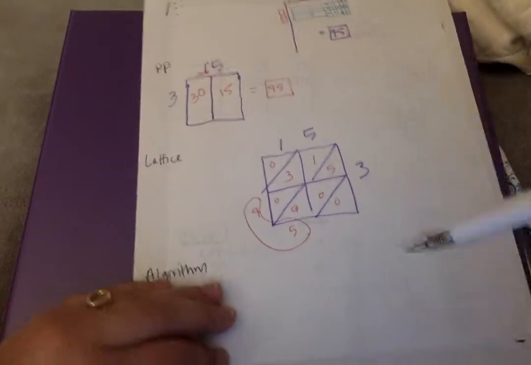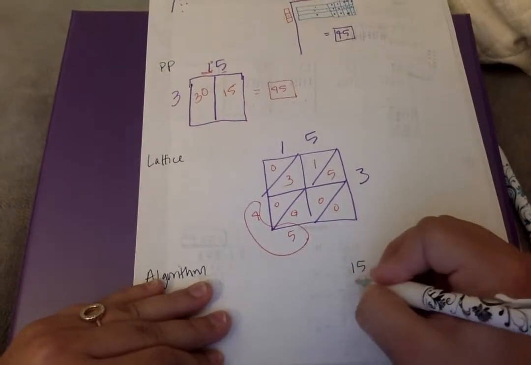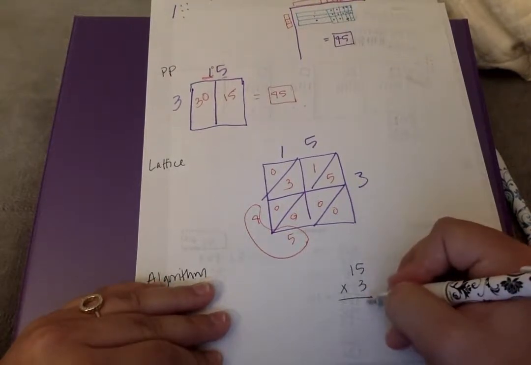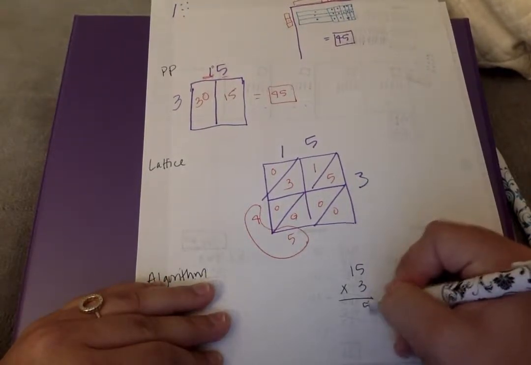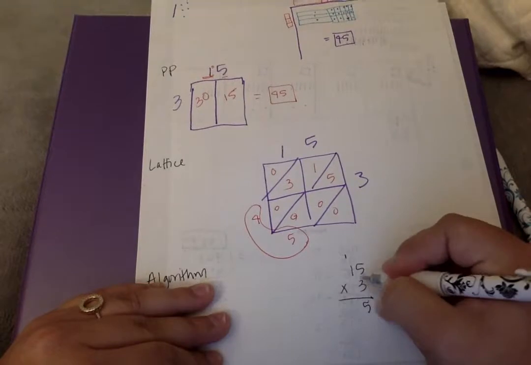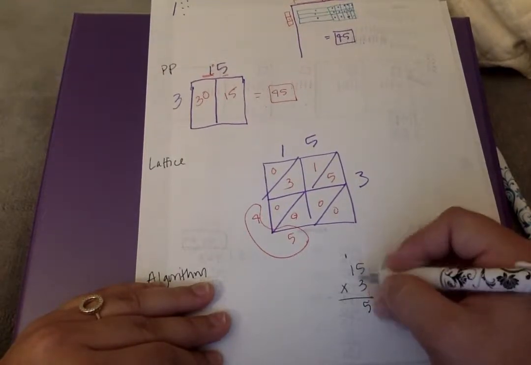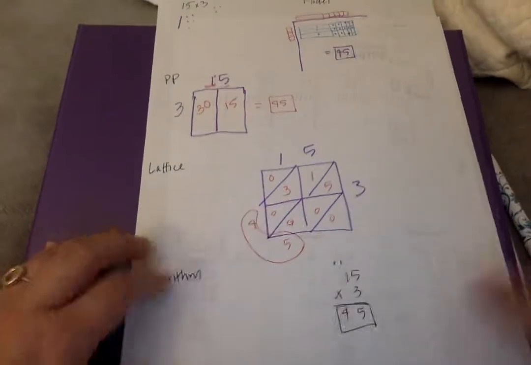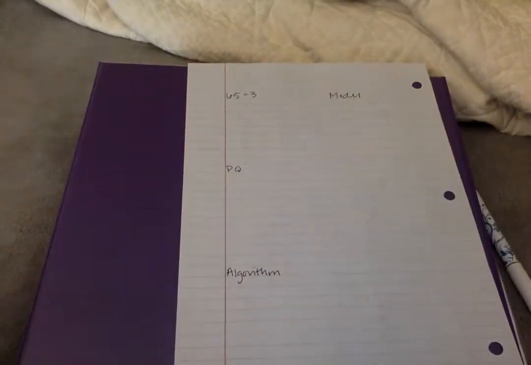The algorithm is pretty simple. You just put the 15 up top, and then the 3, and then so 3 times 5 is 15. You carry the 1, 3 times 1 is 3, plus this 1 is 4, and 45 is your answer. So that was multiplication. Now we move on to division.